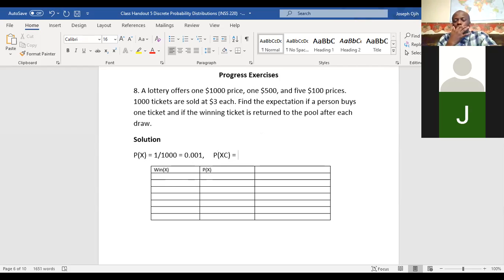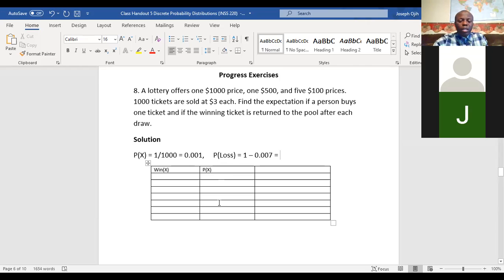Now you have to see that even though to win is one over a thousand, you have 7 prizes, and one ticket cannot get you $1,000 and also get you another $500. One ticket cannot get you 2 prizes, so they are mutually exclusive. So losing means the probability of not winning. Since there are 7 prizes, it will be 1 minus 7 times this amount, 1 minus 0.007. That will give us the probability of losing.